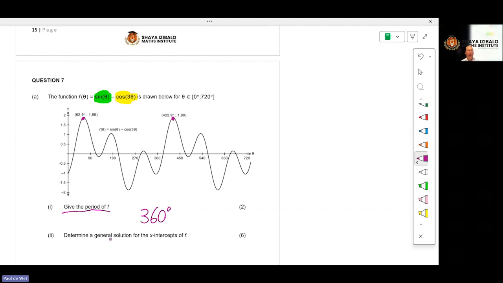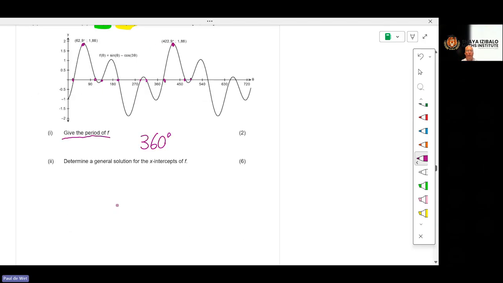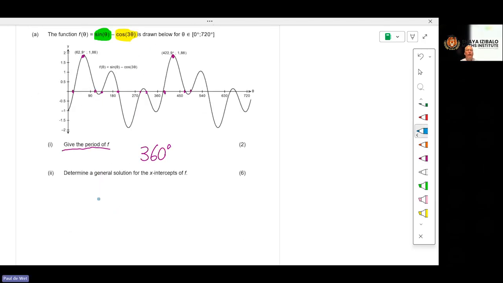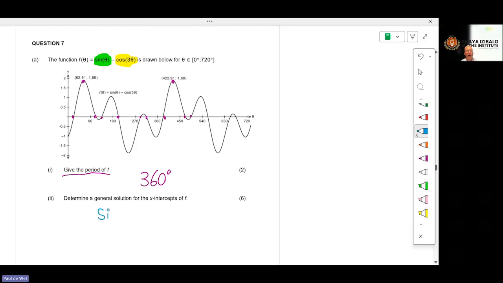Now it says, how would we find the x-intercepts of this graph? How do we find the x-intercepts of any graph? Guys, how do we find the x-intercepts of a graph? Any graph. Well done. We make y equal naught. So now, to find the x-intercepts, we need to solve this equation. And I need your help now, guys. I need you to remind me, how do we solve a trig equation like this?